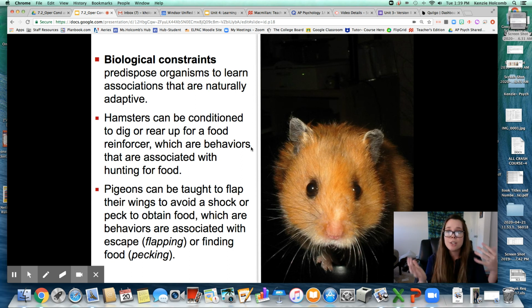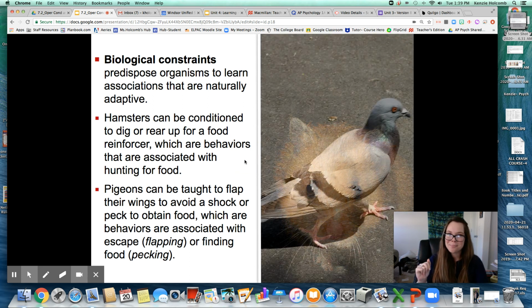Hamsters can be conditioned to dig or rear up for food reinforcement, which are behaviors associated with hunting food. We can teach chipmunks to store things in their mouths, right? Because that's what they naturally do. Again, pigeons can be taught to flap their wings to avoid shock or peck to obtain food. It's within their wheelhouse, right? So again, we cannot ask a fish to climb a tree. Biologically, physically, it can't happen. It's similar to expecting humans to learn how to fly on our own, which I wish we could do, but biological constraints.